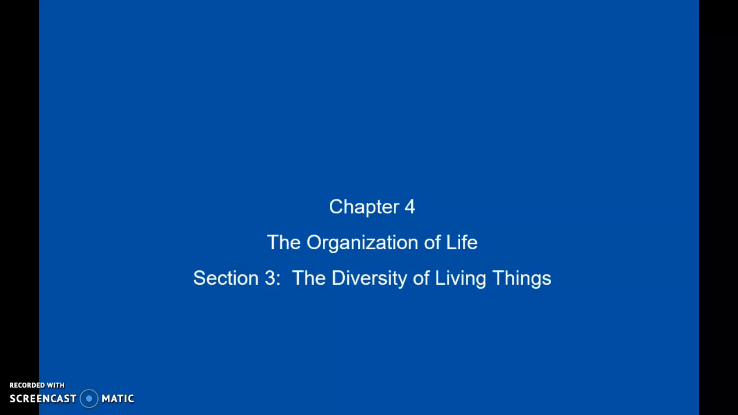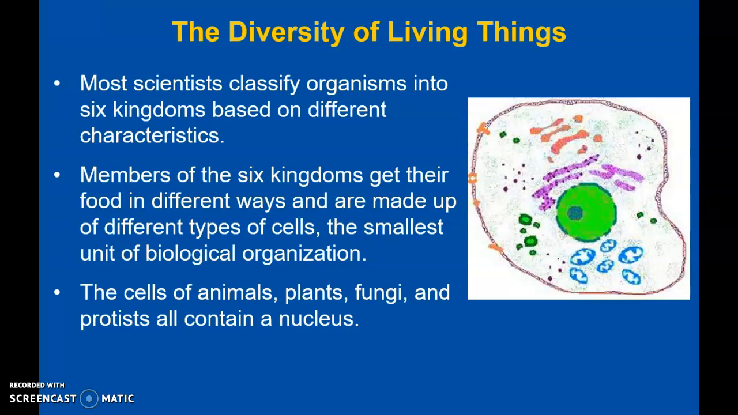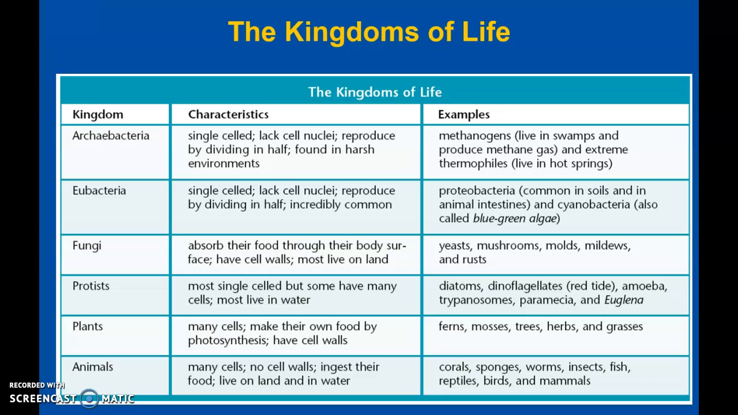Today we're doing Chapter 4, The Organization of Life, and we are on Section 3, The Diversity of Living Things. So what we're going to be talking about today are the 6 kingdoms that scientists use to classify all living things. They're grouped based on the types of cells that they have and how they get their food. The 6 kingdoms are archaebacteria, eubacteria, fungi, protists, plants, and animals.